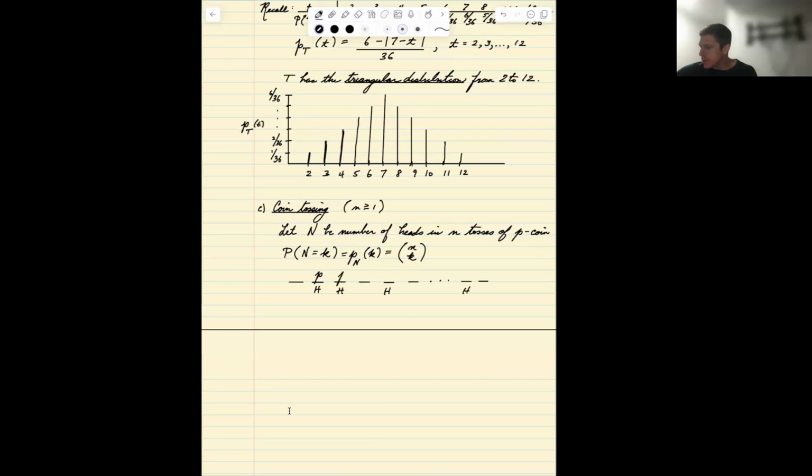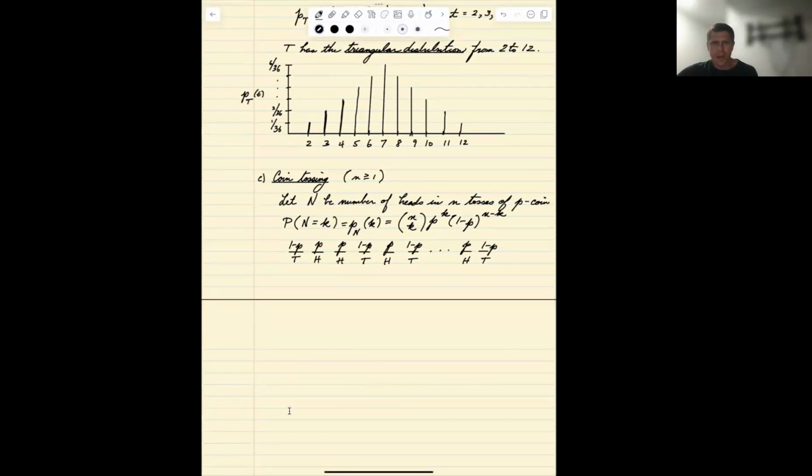Each one has probability p, and they're all independent. So they multiply together, p to the power k, and then each of the remaining n minus k are all going to have to be tails. They all have independent probability 1 minus p. So what we're left with is this expression. And this is a well-known distribution, the binomial distribution.